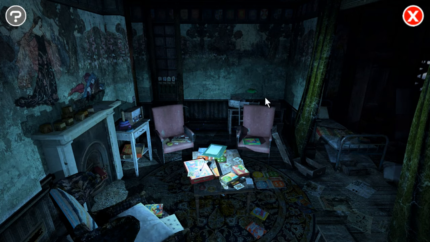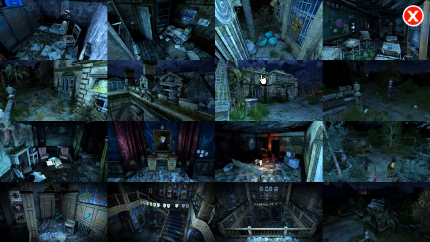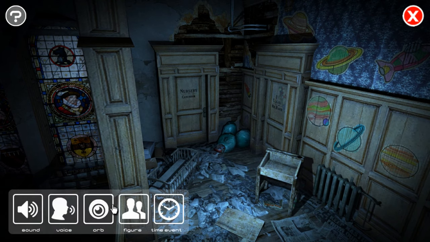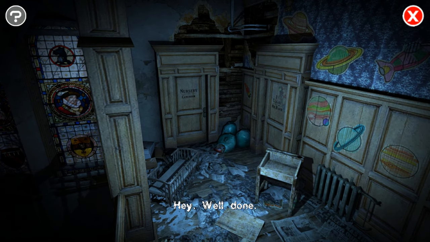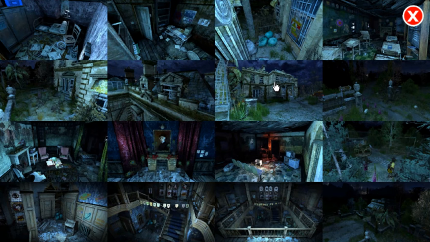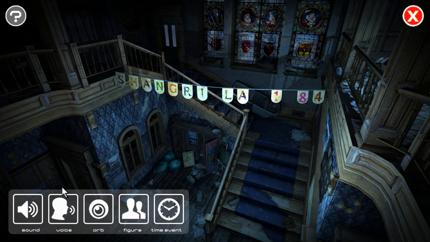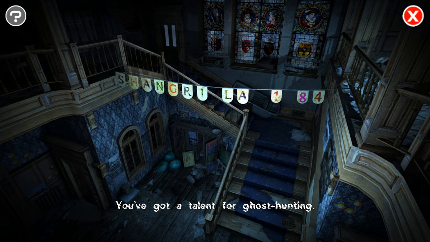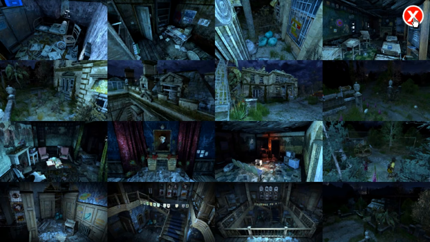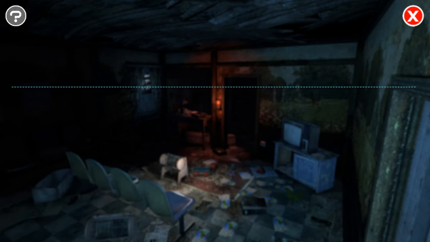This is getting 10 times creepier than it was before. I don't know how long I should do this for. Hey, well done. But there's a lot of cameras we haven't even looked at once. I'll wait for one at a new place.